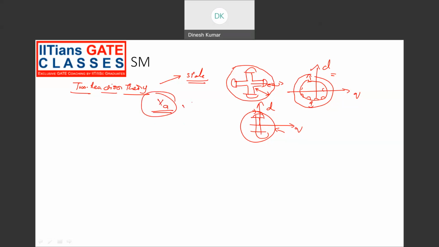That's okay for a cylindrical machine, whereas for a salient pole machine, it's not suitable because the armature reaction is high along the D axis and low along the Q axis. So we need two reactances. One is the direct axis armature reactance, that is given by XAD. The other one is the quadrature axis armature reactance, that is given by XAQ.